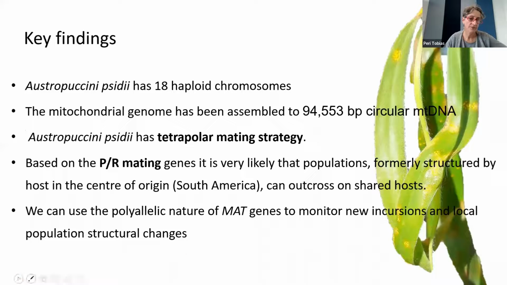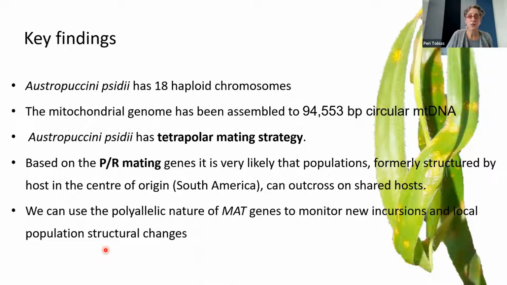So the key findings are that we've found that Austropuccinia has 18 haploid chromosomes, and we're now working to try and visualize these chromosomes. My colleague Peng Zhang is working hard at this and getting some success, which would be great. The mitochondrial genome's been assembled and is available. Actually, I should say it will be available. It's still being processed at NCBI.